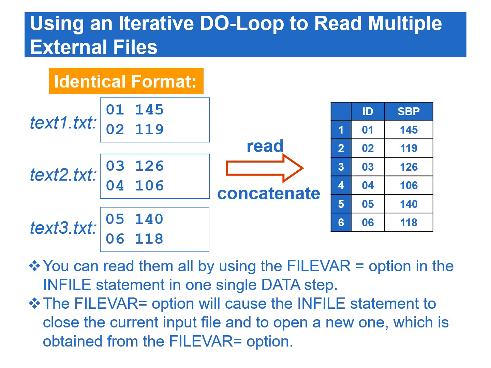Suppose that we want to read a group of external files and concatenate them into one dataset. Each of the external files has identical formats. Instead of reading them individually, by using separate data steps, we can read them all by using the FILEVAR equals option in the infile statement in one single data step. The FILEVAR equals option will cause the infile statement to close the current input file and open a new one, which is obtained from the FILEVAR equals option.